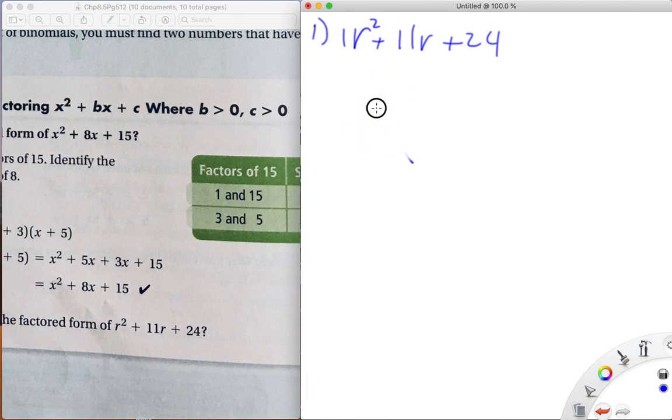Actually, before I get to that part, this is going to be my A term. This is going to be my B term. This is going to be my C term. So the book is going to write it as, and see, they just have it as x squared, but it should be ax squared plus bx plus c, right? Where a is the coefficient in front of the x squared, b is the coefficient in front of this x, and then c is the constant, just the number.